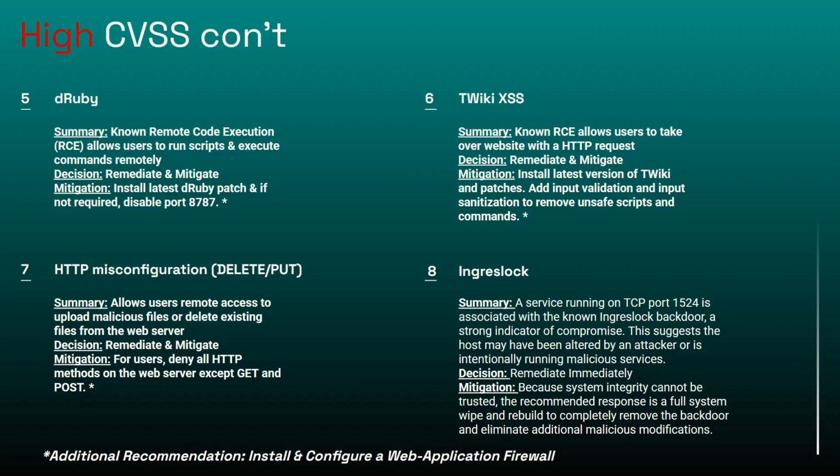Distributed Ruby is number 5. Distributed Ruby is a known remote code execution, RCE, which allows users to run scripts and execute commands remotely. Recommendation is to remediate and mitigate. Install the latest distributed Ruby patches and disable port 8787 if possible.